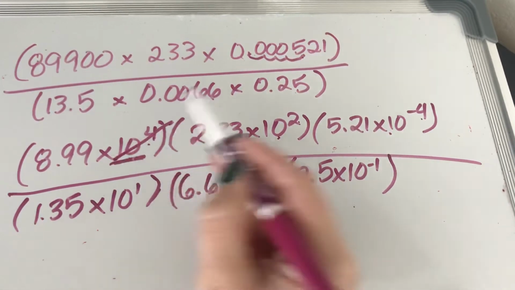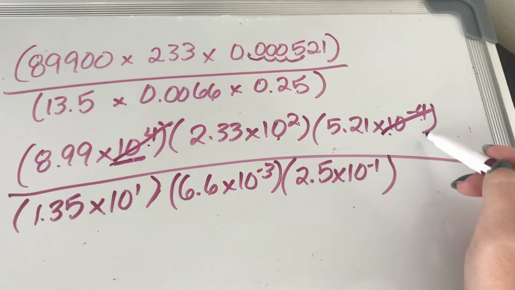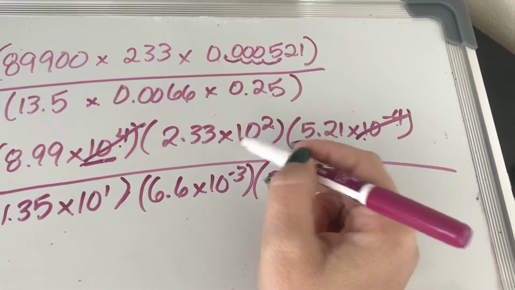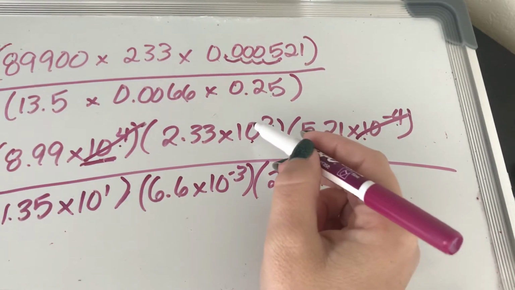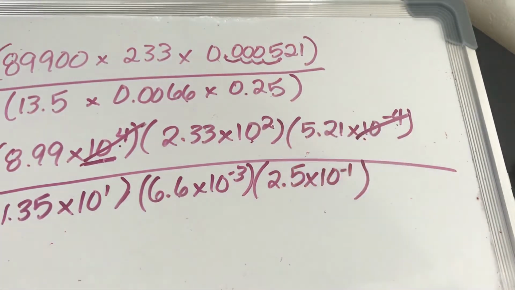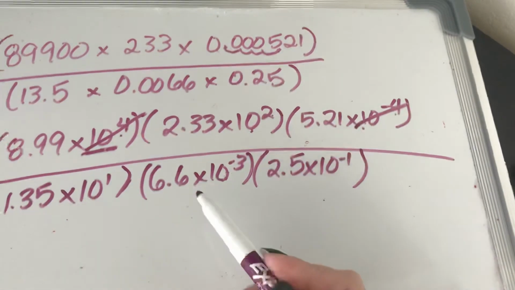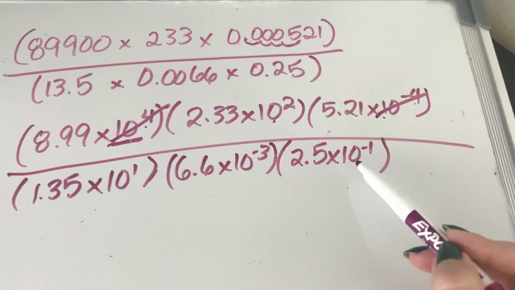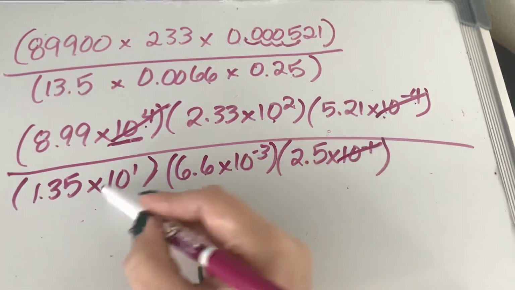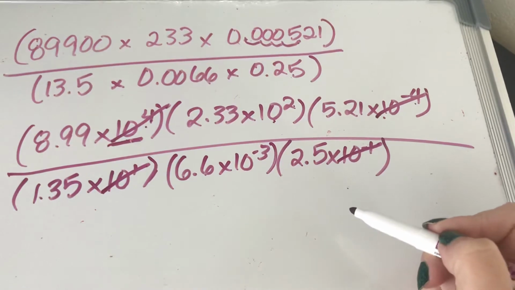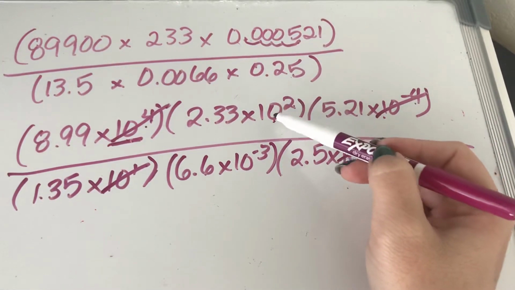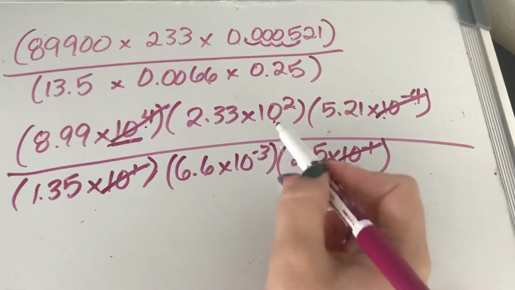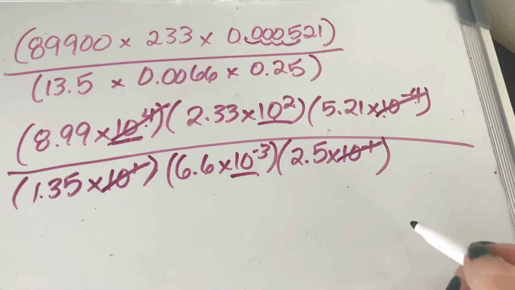Cool. So this guy cancels this guy, right? And so the only power that we're left with is 10 to the 2, right? Does that make sense? Yeah. Cool. And then for the bottom, we have 10 to the 1 here, 10 to the negative 1 here, right? So we can cancel these guys out when we add them together. So we still have all the coefficients running around, but in terms of our powers of 10, this is all that we have left, okay?